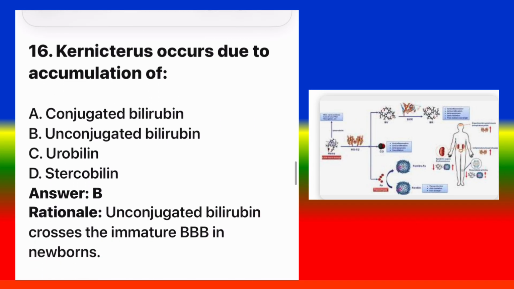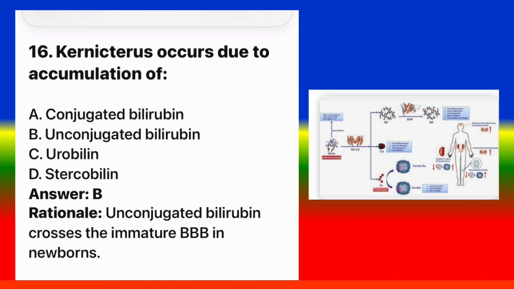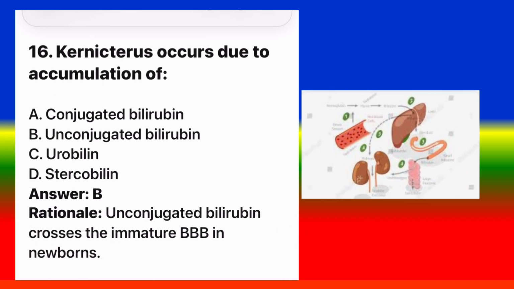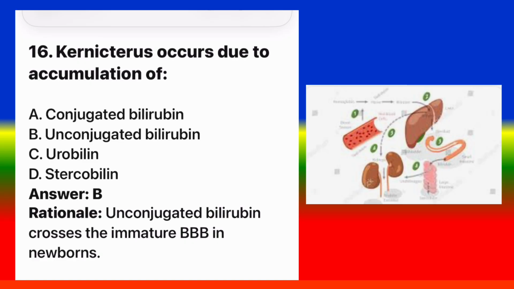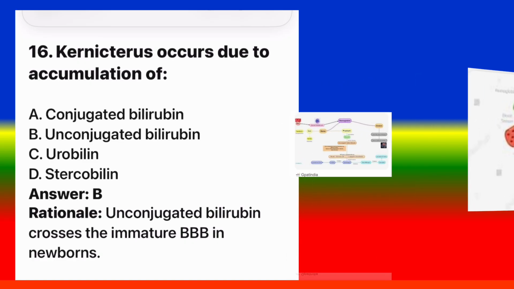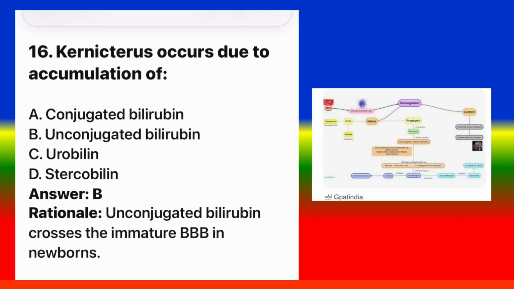16. Kernicterus occurs due to accumulation of: A. Conjugated bilirubin, B. Unconjugated bilirubin, C. Urobilin, D. Stercobilin. Answer B. Rationale: Unconjugated bilirubin crosses the immature BBB in newborns.